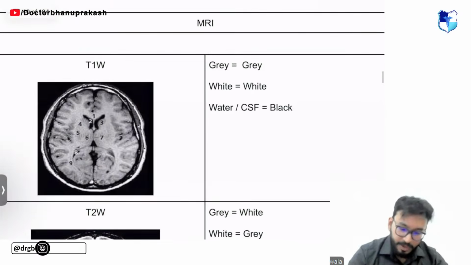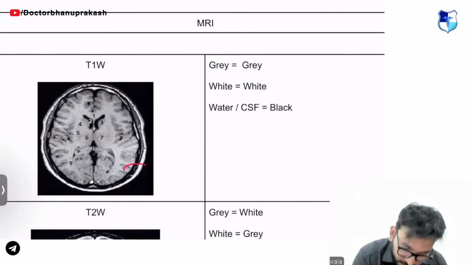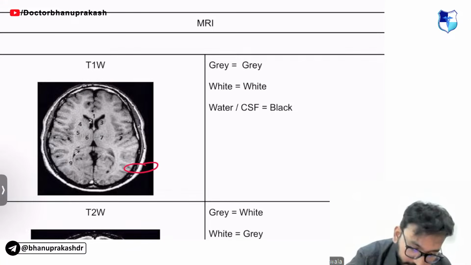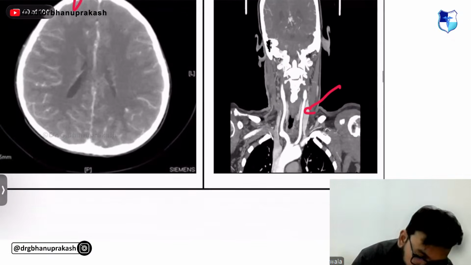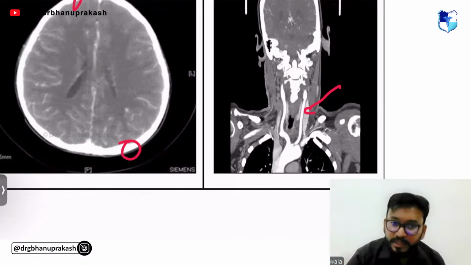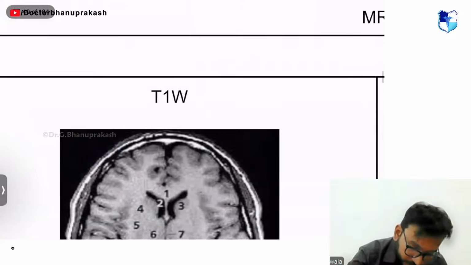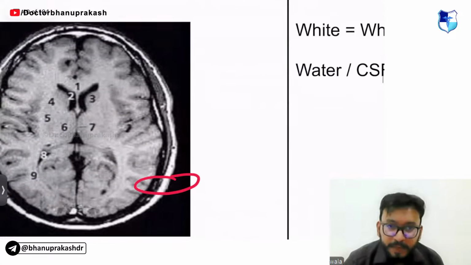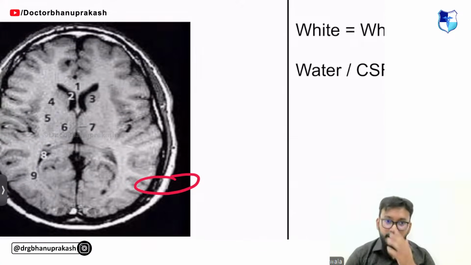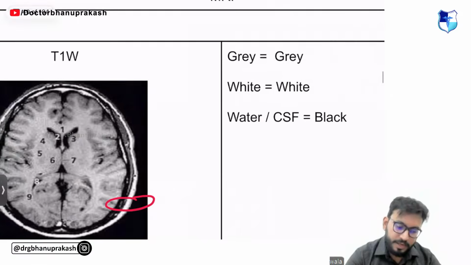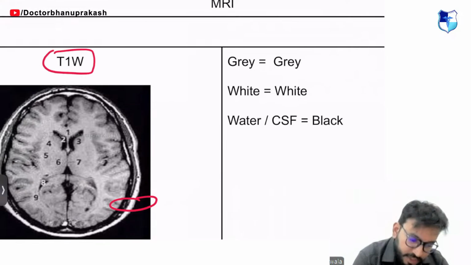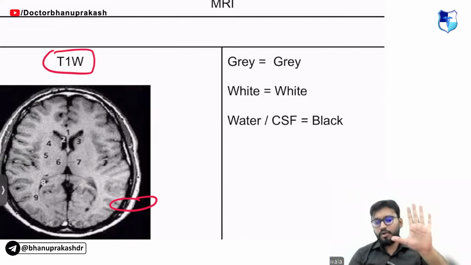Okay, MRI. Look at this, guys. This is not cortical bone. Look at the thickness and whiteness of cortical bone, and now compare it with this. Do you think it's the same? It's not. This is the scalp fat. This is an MRI, a T1 weighted MRI. Different sequences. Okay, remember.